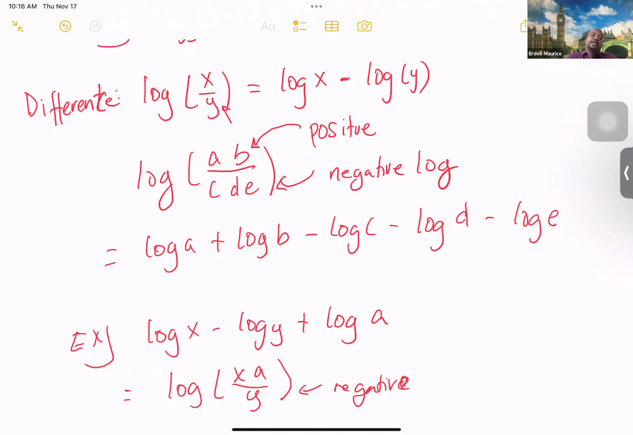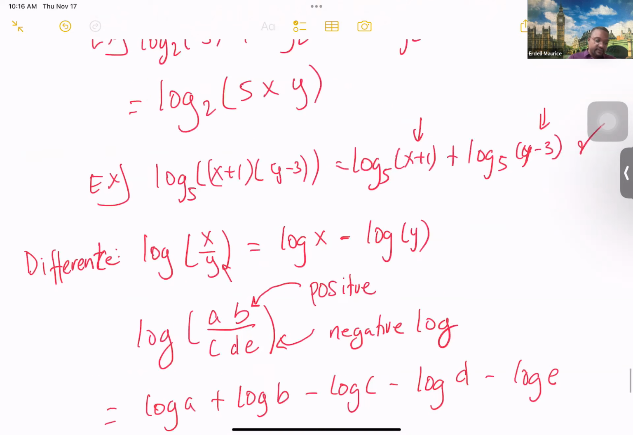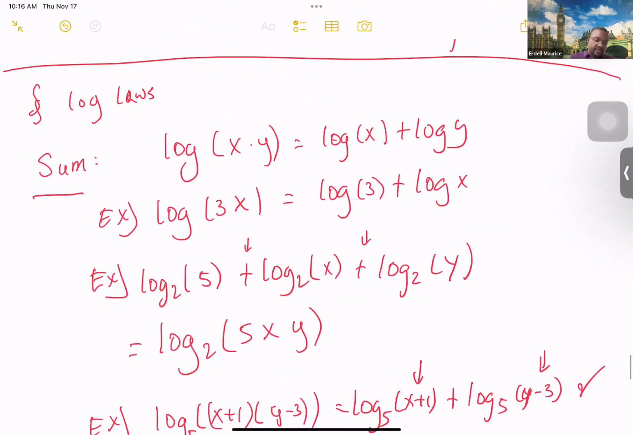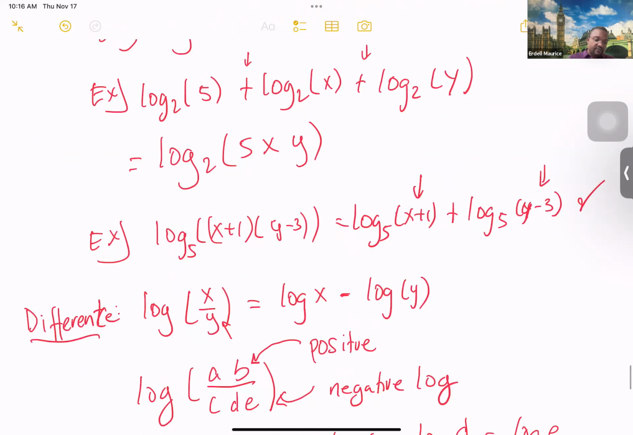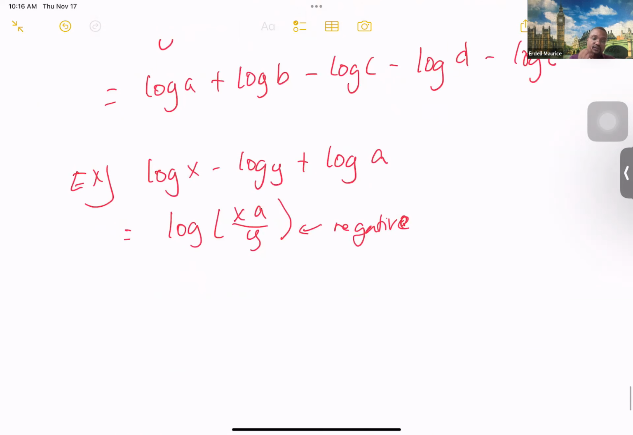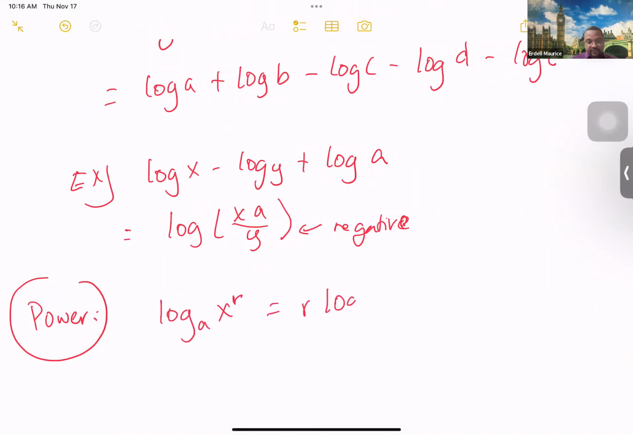All right. And there's one last property. So you have your sum property, you have your difference property, and the last one is going to be the power property. The power property is just a shortcut of the sum property. This power property says that if I have log base a of x raised to a power, I can put that power out front. I'm just multiplying by that value right here.